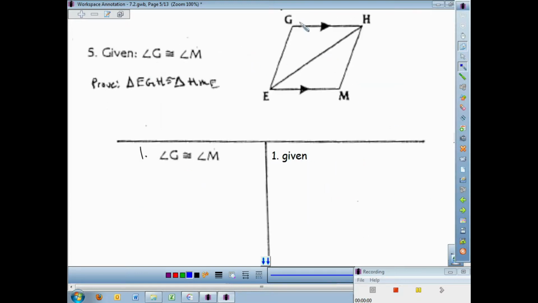Here, angle G is congruent to angle M. That's all they give me. They want me to prove those two triangles congruent, so I do not have enough information, so let's go through the checklist. One, is there a shared side between the two triangles? Yes. So let's write it down. Segment HE, or you can call it segment EH, it doesn't really matter, is congruent to segment HE. Reason: that's the reflexive property of congruence.